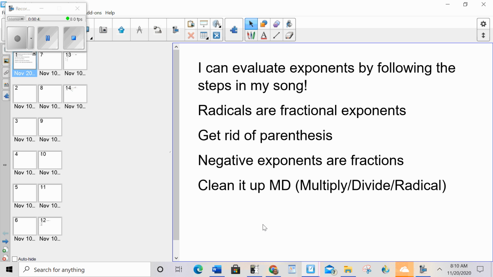MD. M stands for multiply. We might need to multiply. We might need to divide. Or we might need to put it back into the radical. So to help us remember these, here's our song.